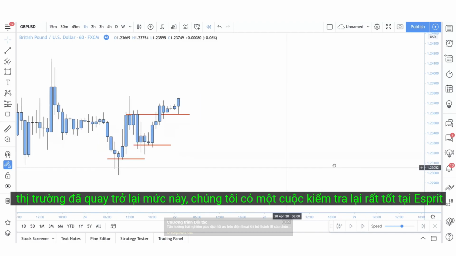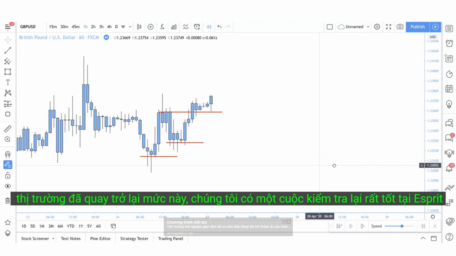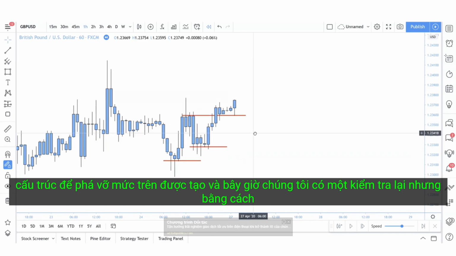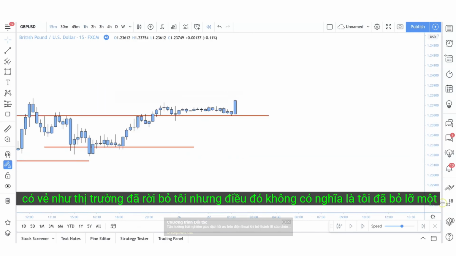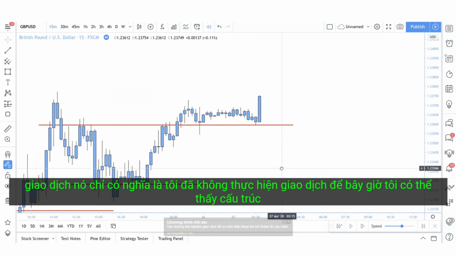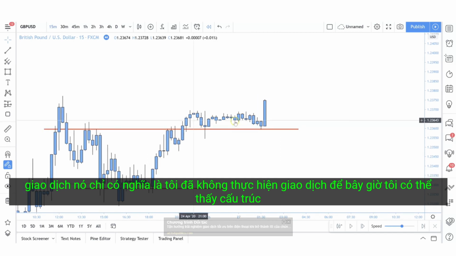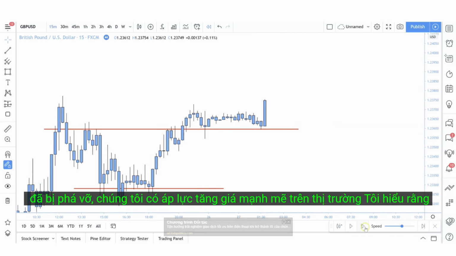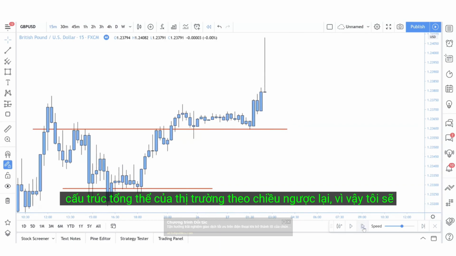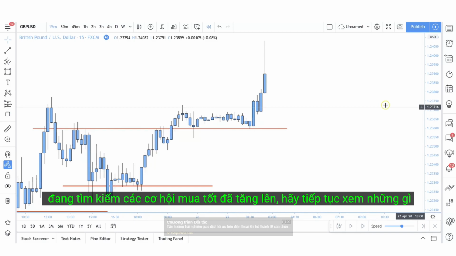As you can see now, the market did come back to this level. We do have a nice retest of this previous structure, so a break above level created, and now we have a retest. But by the looks of it, the market has left me, but that doesn't mean I've missed the trade. It just means I didn't take the trade. The structure's been broken, we have strong bullish pressure, and I understand that the overall structure of the market is to the upside. So I'm just going to be looking for buying opportunities. Well, that flew up. Let's continue to see what happens.